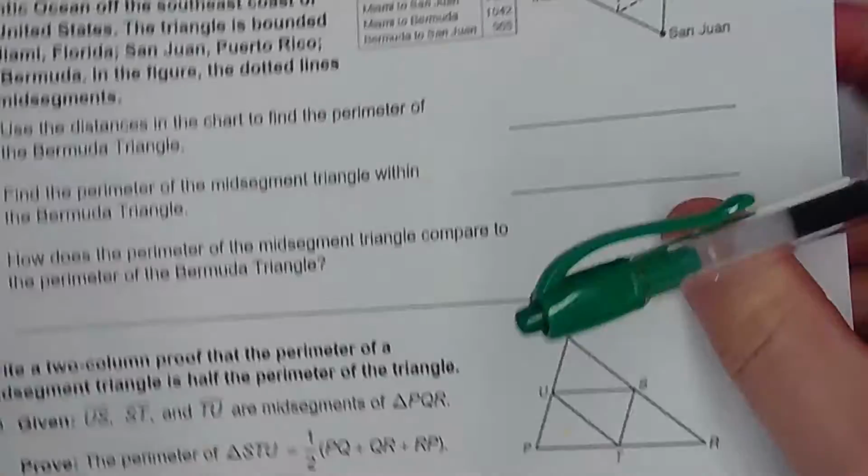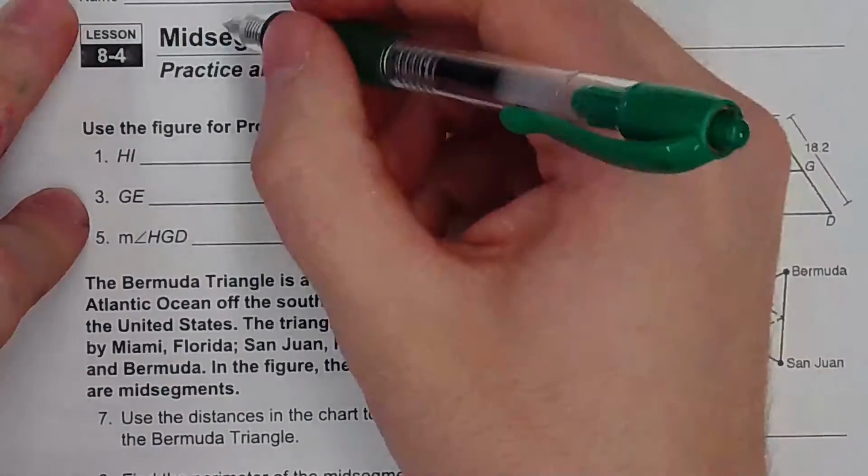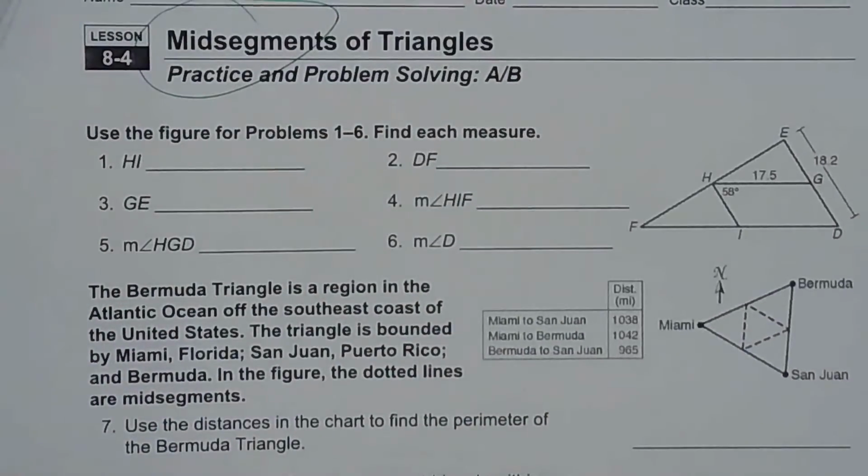Let's talk about 8-4. I don't think it's too complicated. We're going to throw this in here at the end and try to squeeze it in. 8-4 is about the mid-segments of a triangle. And I mentioned this a little bit in the other class.